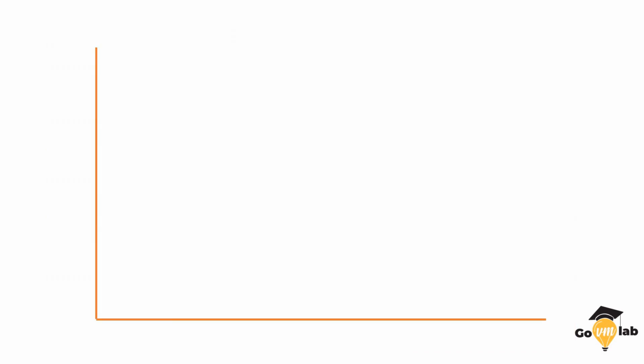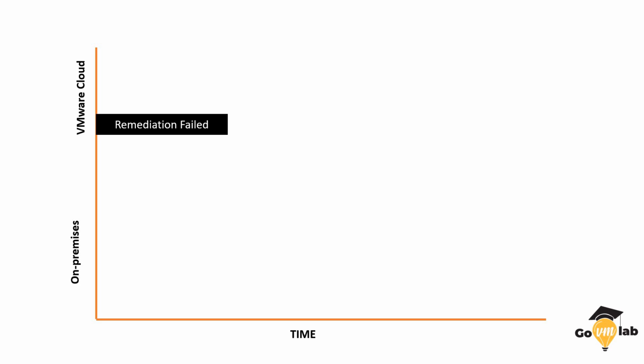Now, if you look at this diagram, on the x-axis we have time, and on the y-axis we have on-premises infrastructure and VMware Cloud Solution or any of the hyperscaler solutions. In the VMware Cloud solution, let's say you are running an application on a host hosted on any of the underlying cloud providers. For example, let's say we are running our application on Google Cloud VMware Engine.